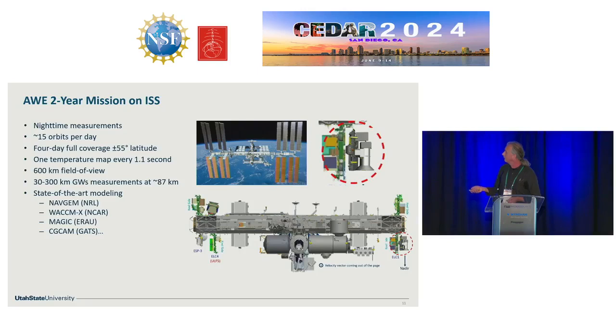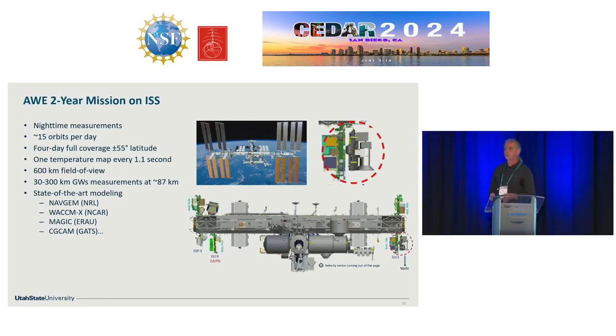And how long are we going to do this? Well, it's a 2-year mission, so we're going to measure for 2 years on the ISS. We're only taking nighttime observations. Of course, that's a limiting factor, but with the ISS, we're getting 15 orbits per day, and we get the full global coverage between plus minus 55 degree latitude every 4 days due to the orbital inclination and the precession of the ISS.